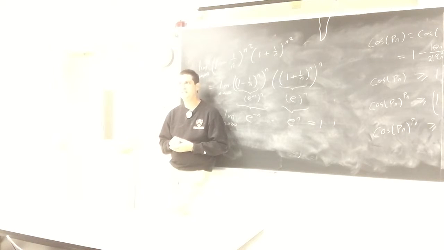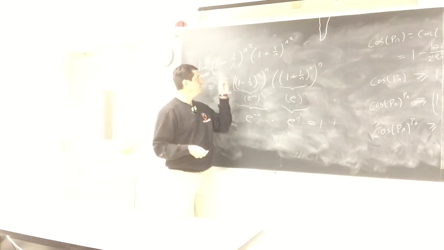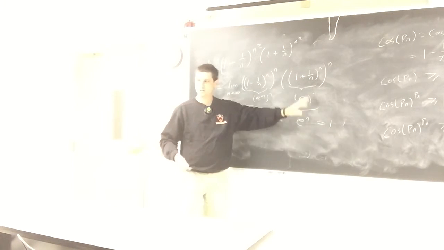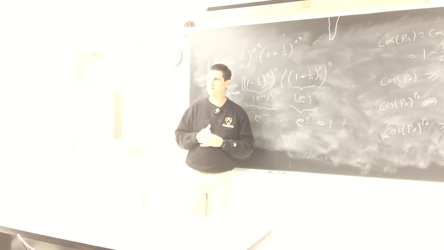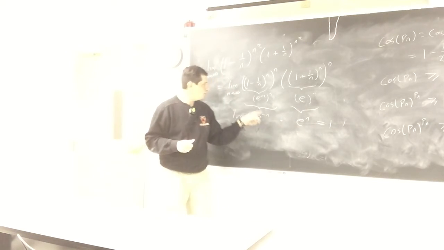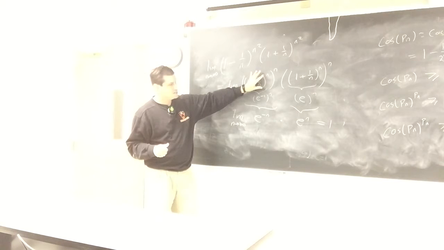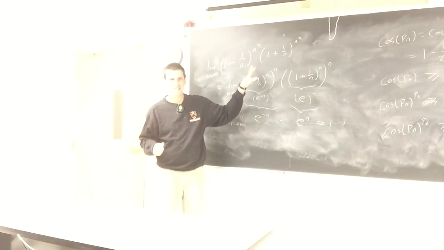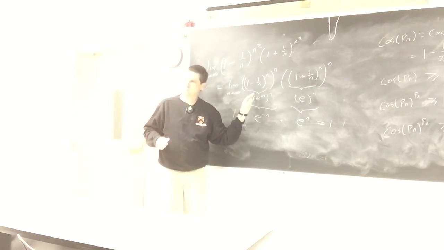I have done many illegal things here. I have a limit of this product, and I'm going to do it as the product of the limits. That's maybe okay if the limits exist. Oh, wait, this limit's plus infinity. That could be bad. Also, I'm going to take the limit of this inside part and just hold this n in strategic reserve, take the limit as n goes to infinity, and then have this swoop in and deal with things.